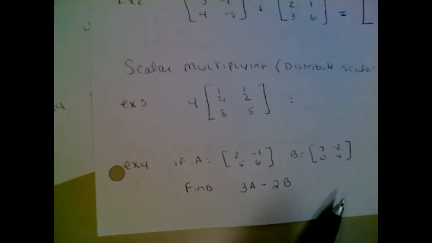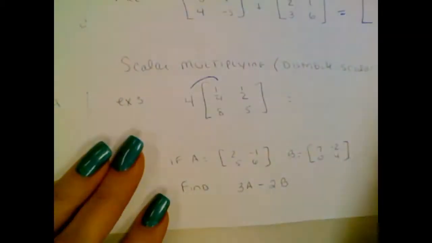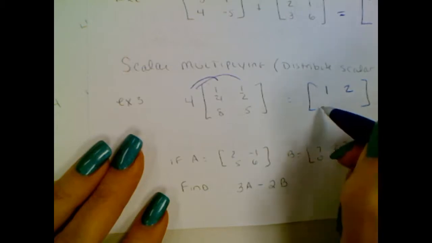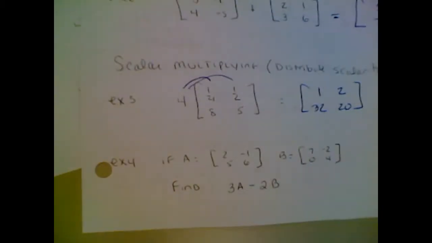So anyway, this one's an easy one. This is just a 2 by 2 times 4. So basically it's 4 times 1/4, which is 1. 4 times 1/2, which is 2. 4 times 8, 4 times 5. Do you want me to show you that on the calculator?